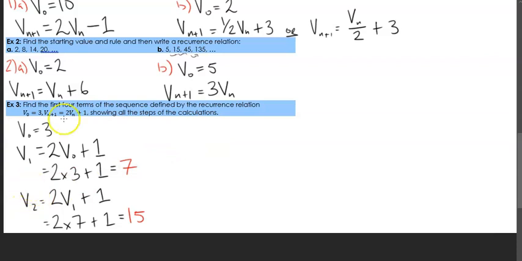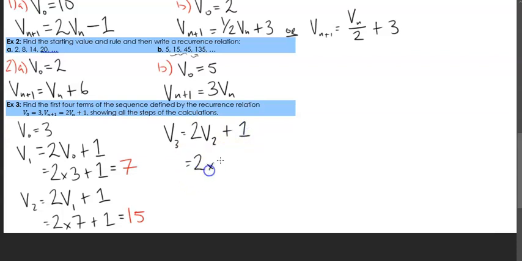All right, now how many does it say? First 4 terms. So we've got 1, we've got 2, we've got 3, we got one more term. V of 3 is just equal to 2 times v of 2. So to get the next term, we get the previous term, multiply by 2, and then add 1.